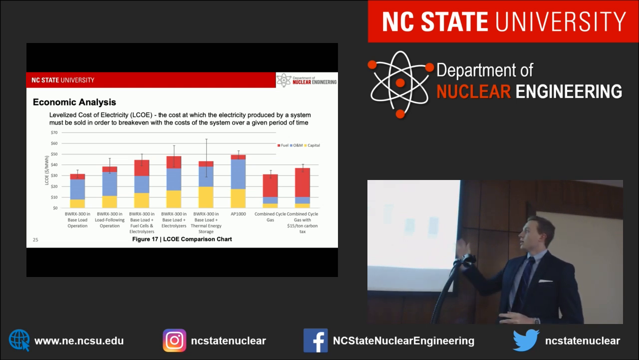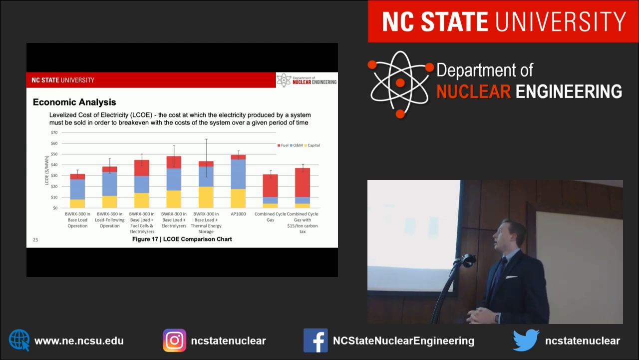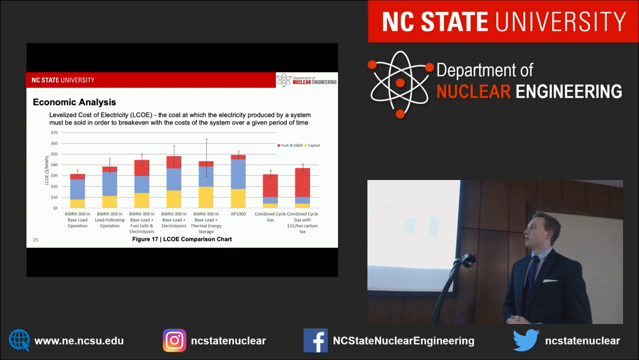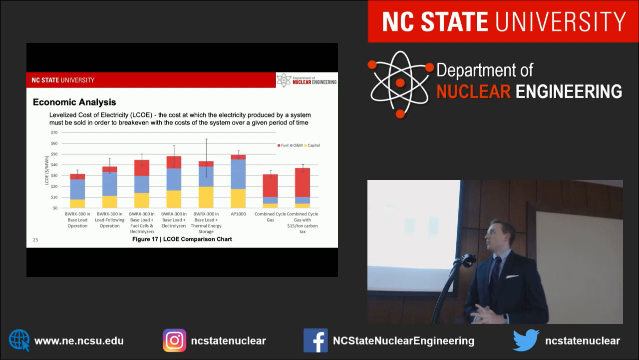So we have it calculated here for several different options. It's also broken up in terms of fuel costs, operation and maintenance costs, and capital costs. And there's a range of expected values shown by the error bars as well. On the far left, you've got the BWRX-300 reactor in base load and load following.